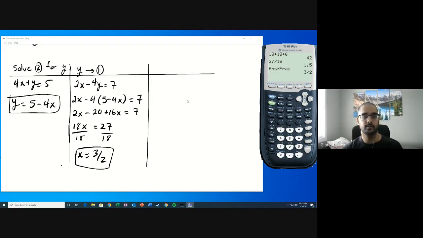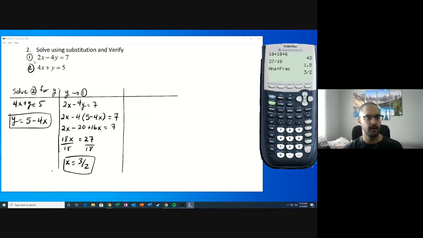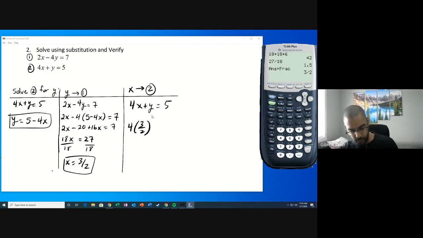Okay, now we've got to take x, plug it into whichever equation looks easier. Again, I'm going to choose equation 2 because I only have one coefficient. So I'm going to take x, plug it into the second one. You can put it into the first one also, it won't make a difference. So that's 4x plus y equals 5. So 4 multiplied with 3 over 2 plus y equals 5. Now, if you forget how to deal with fractions, you're going to multiply numerators together and denominators together. So 4 is a fraction.